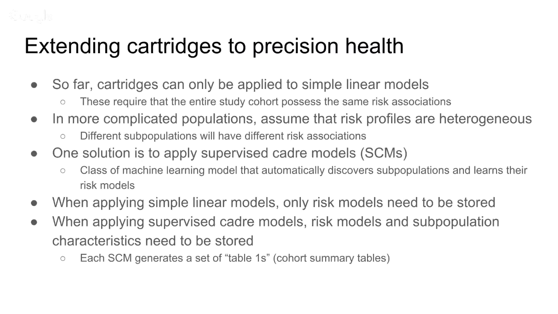This then increases the challenges of storage, because if you're working with a simple linear model, you just need the results of those, the association strengths and then the cohort you started out with. But when you're doing a Cadre model, you need to find a way to summarize the different subpopulations that were discovered as well as their profiles. Using terminology we've talked about, you're essentially making a very large set of table ones, where each table one describes a specific subpopulation, like a cohort table.